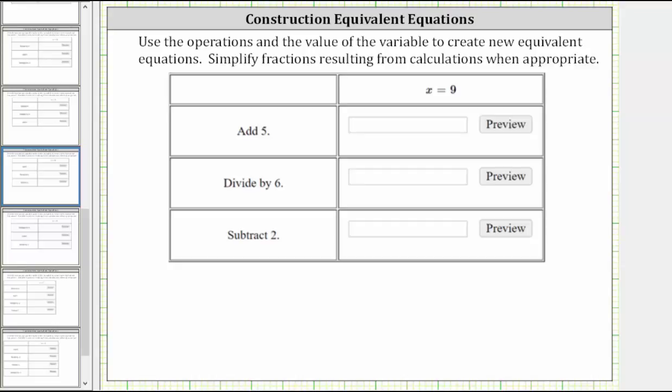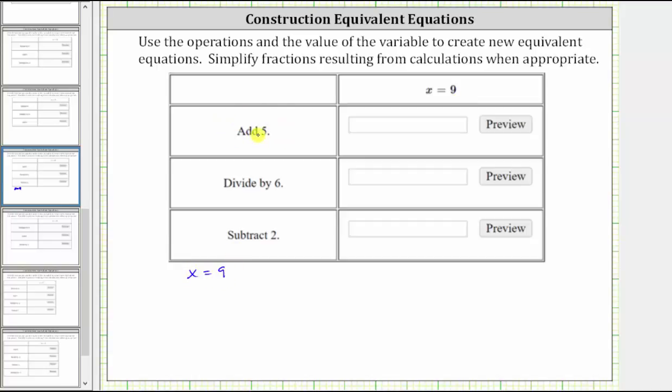We are asked to use the operations and the value of the variables to create new equivalent equations and simplify the fractions when appropriate. Equivalent equations are different equations that have the same solution or solutions. For the first example, we are given x equals 9, and the first operation is add 5.